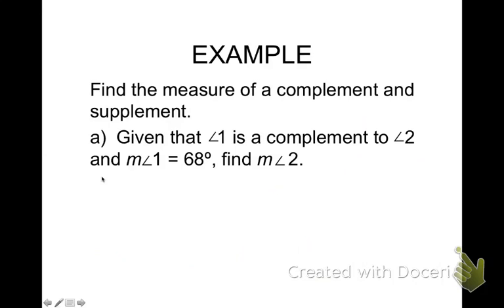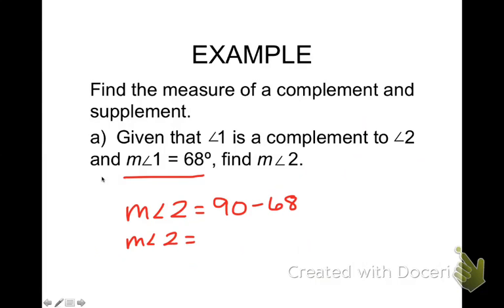All right, so next example, it says find the measure of a complement and the supplement. So if I'm telling you that angle 1 and angle 2 are complementary, the measure of angle 1 is 68 degrees. What does the measure of angle 2 need to be? 22. Yeah, so the measure of angle 2 is equal to 90 minus 68, which is 22 degrees.